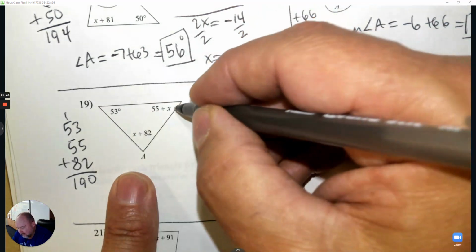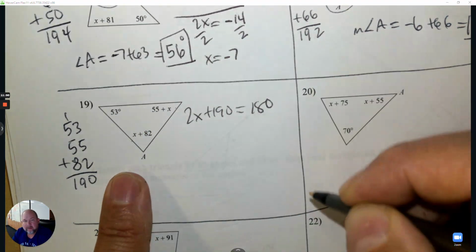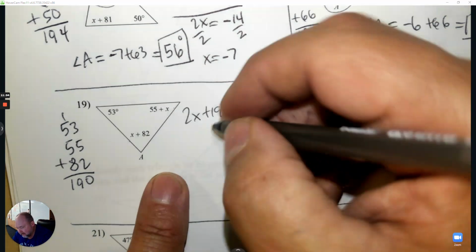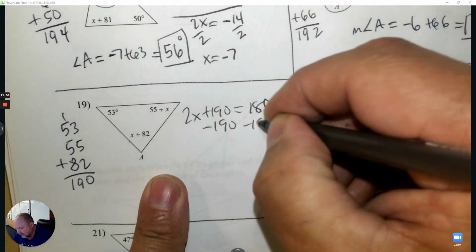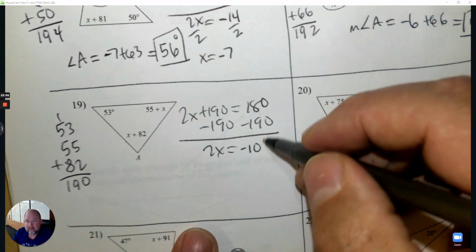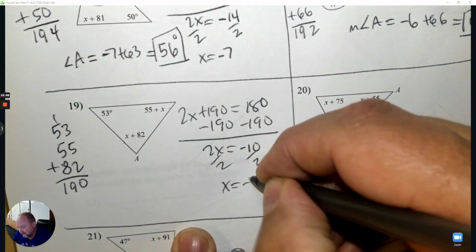And then there are two x's. So it's 2x plus 190. And if you add them all up, it equals 180. Then I'm going to solve for x. So instead of positive 180, we're going to subtract. That's a negative answer. So 180, take away 190 is negative 10. Divide by 2, and you get negative 5.